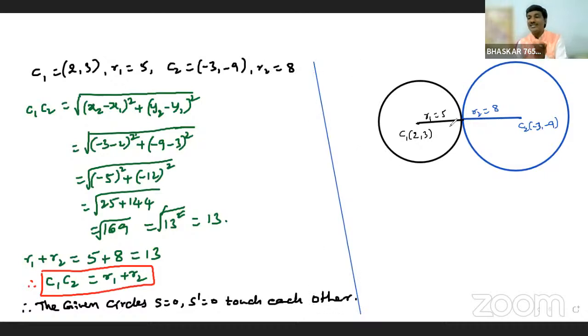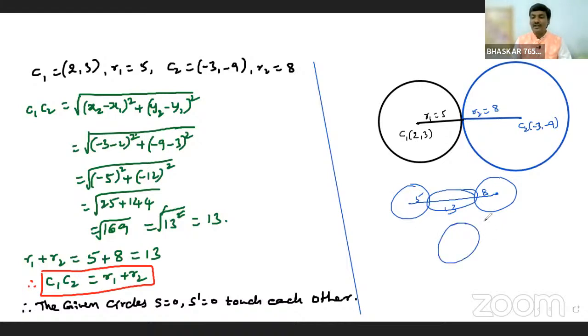If they touch, then only C1 C2 distance is equal to R1 plus R2. If they are not touching, if one is away from the other, then is the C1 C2 distance equal to R1 plus R2 or not? Just check it once. C1 C2 distance is 13, and this is 5, this is 8. The total R1 plus R2 is 13, and in the middle we have some extra distance, so the C1 C2 distance is more than 13. So they are not touching, one is away from the other.